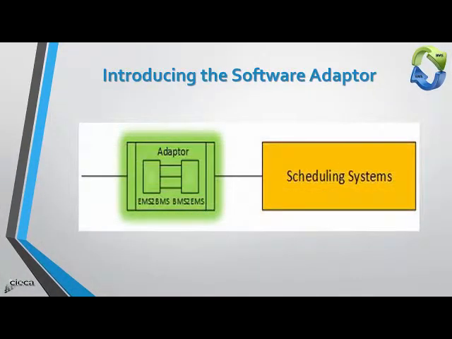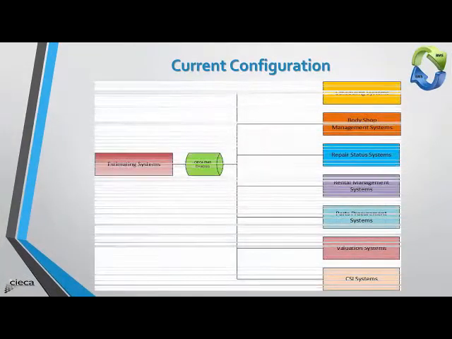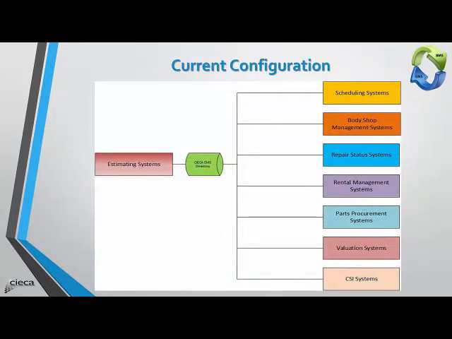Every system downstream of the estimatics software would require an adapter to be placed in front of it. In this example, the scheduling system. That's it. Nothing else is necessary. Our current configuration of systems can be diagrammed like this. It can be more complex than this, but I built the diagram for visual simplicity.